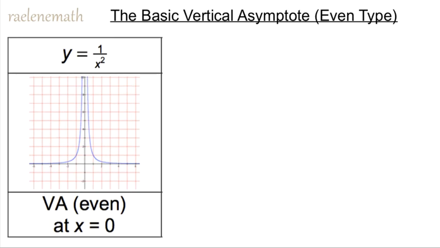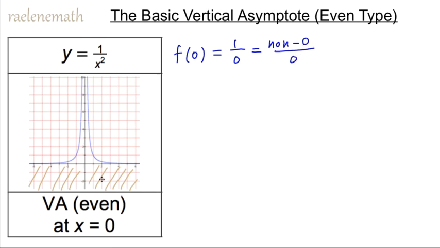Now the next type is the even type, and this is the reciprocal square function. Obviously, if we square a value and reciprocate it, we're not going to get any negative values, and so a sign chart would tell us that we don't have any y-coordinates that go to negative infinity, for example. So in this case, when x approaches 0, 1 over 0, or non-zero over 0, is only going to give us positive infinity because we can't get any negative y values in the range of this function.